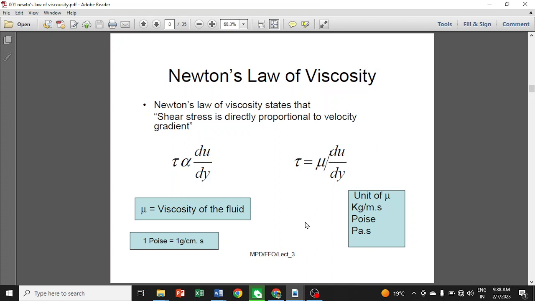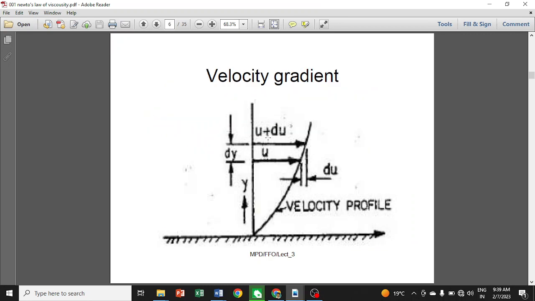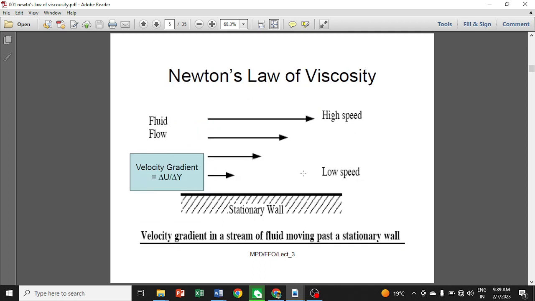Finally, in the exam, if a question comes, what is Newton's law of viscosity? You have to write this definition: shear stress is directly proportional to the velocity gradient. Write this formula, then equal to, and this constant will come, and you have to explain each term. Du upon dy is the velocity gradient. Tau is the shear stress, and mu is the coefficient of viscosity. You also have to draw this diagram because it shows the velocity gradient.